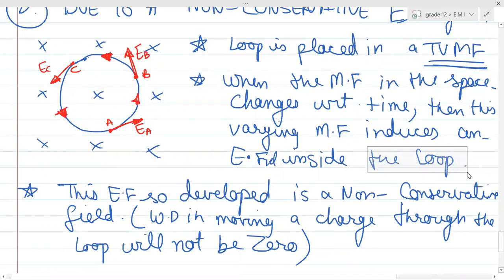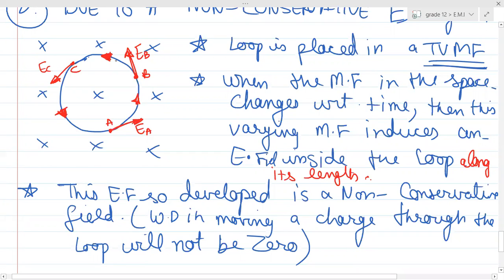Instead of writing inside the loop, we can write along the loop: the electric field along its length. So basically, along the length of the loop, this electric field will be existing. That's why the direction was tangential at every point.